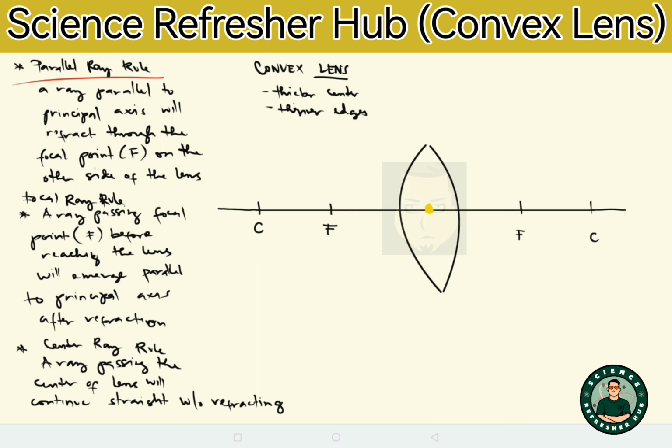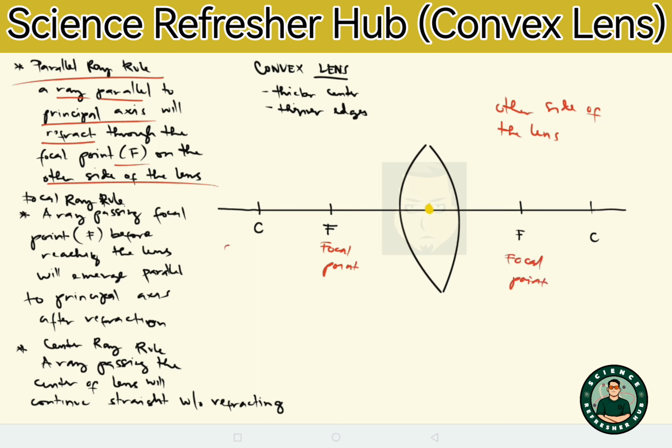Parallel ray rule: a ray parallel to the principal axis will refract through a focal point, F, on the other side of the lens. That's a pretty simple rule. We have this so-called other side of the lens. Okay, and we have F here. F is our focal point. Remember that one? And this is also a focal point here.